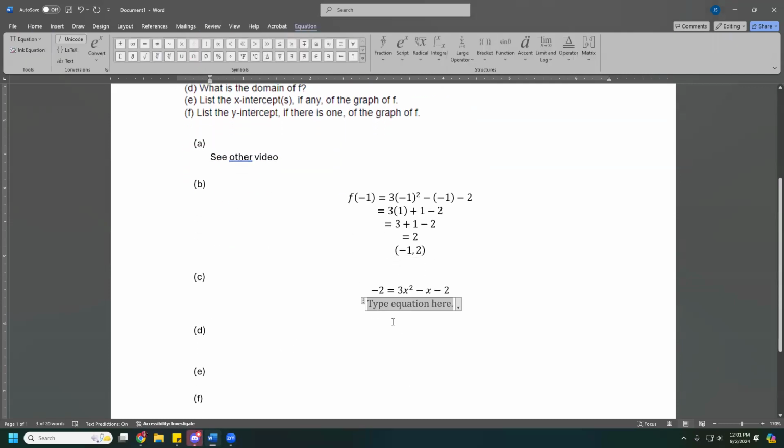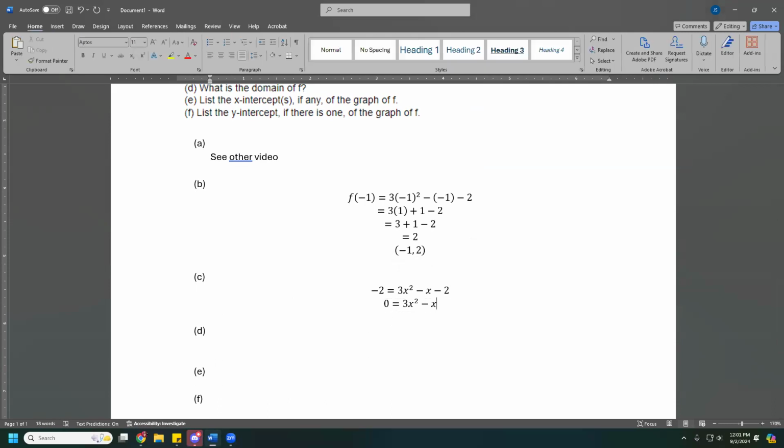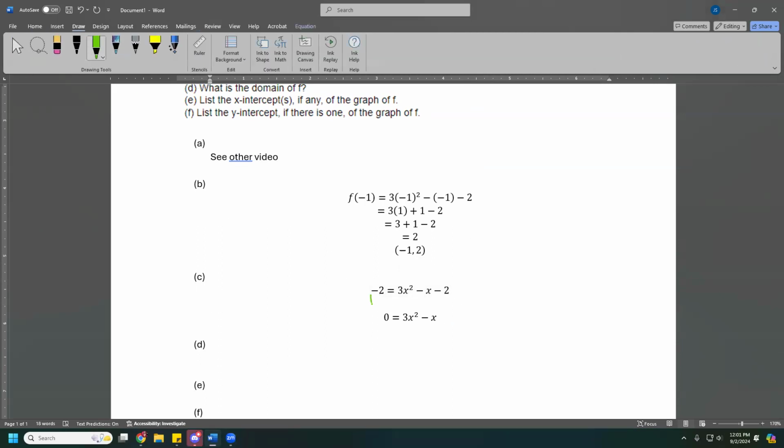So the first thing I'm going to do is make this equal to 0. The way that I do that is by adding 2 to both sides. So I'm going to have 0 equals 3x squared minus x, because I'd basically do +2 and +2. Just to be clear, +2 cancels this out, +2 cancels this out. And at this point, this is factorable.